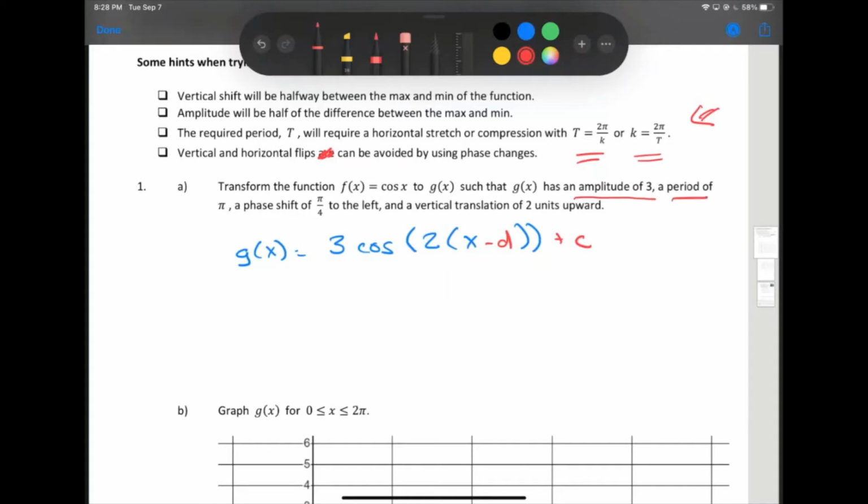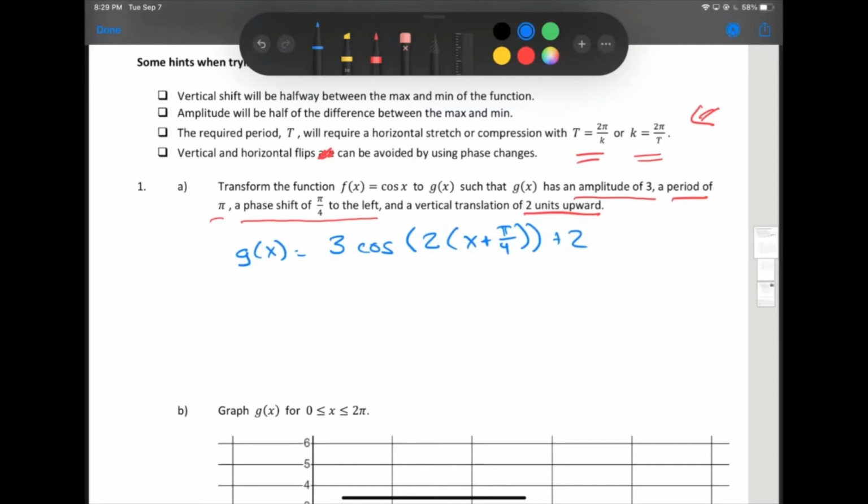Okay, so we've dealt with a period of pi. Phase shift of pi over 4 to the left. That's going to be our d value. And a reminder, pi over 4 to the left means it's going to be a plus pi over 4. Technically, d is negative pi over 4, but in this it's x plus pi over 4 because it's x minus d. And finally, a vertical translation of 2 units upwards. That's our c value. So plus 2.